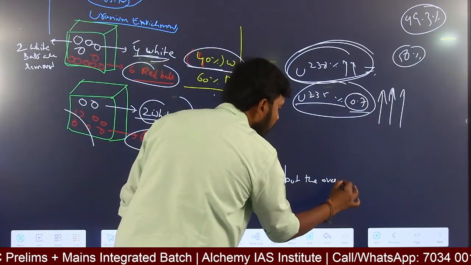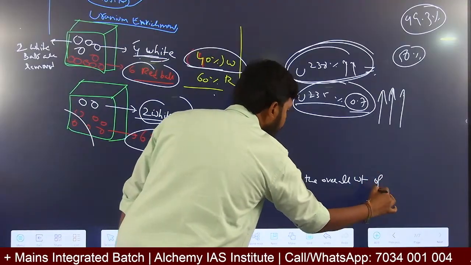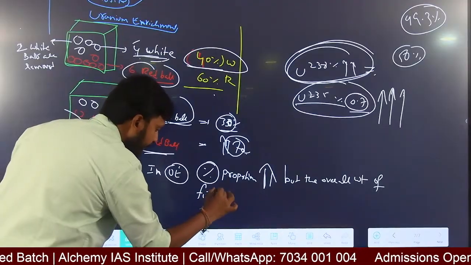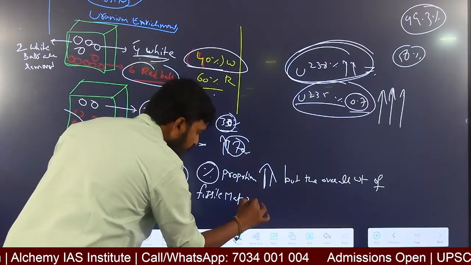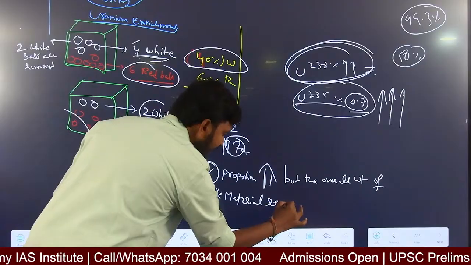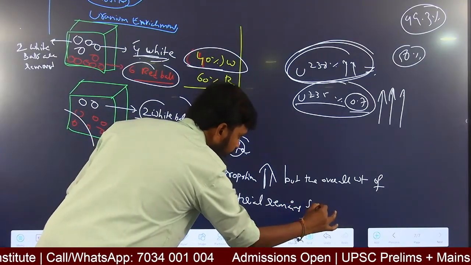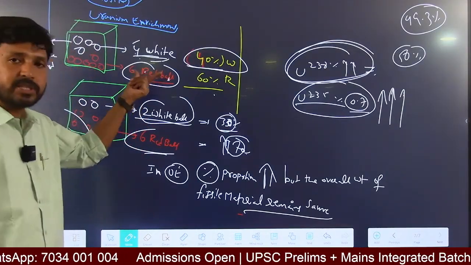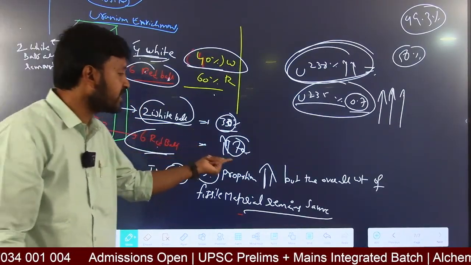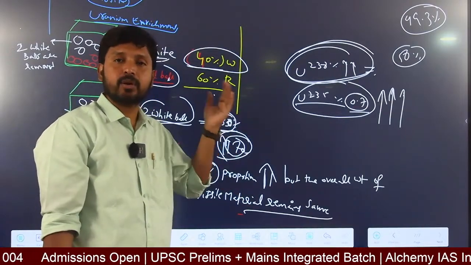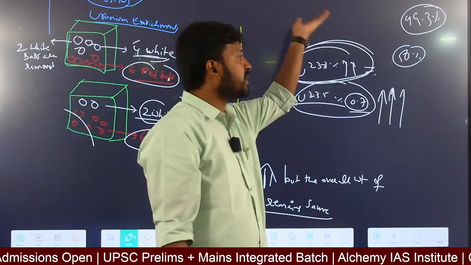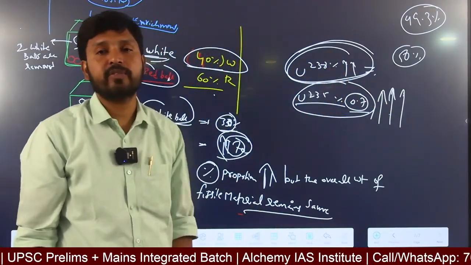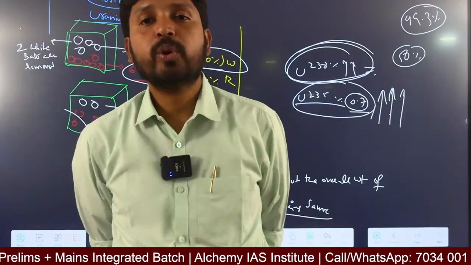the overall weight of fissile material remains the same. Remember this one. Because earlier there were 6 balls, now also there are 6 balls, but percentage-wise, it has increased. Here also, if I remove this fertile material, proportion-wise, percentage-wise, it will increase, but weight-wise it will always remain the same. So this is called uranium enrichment.